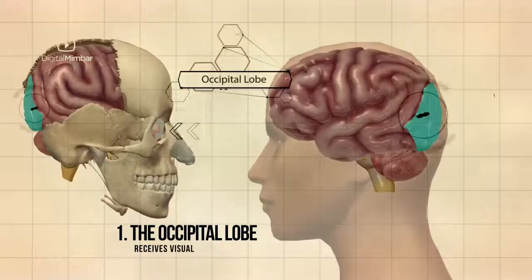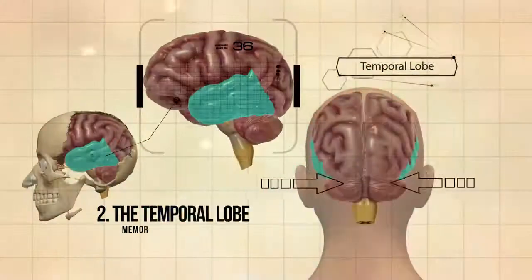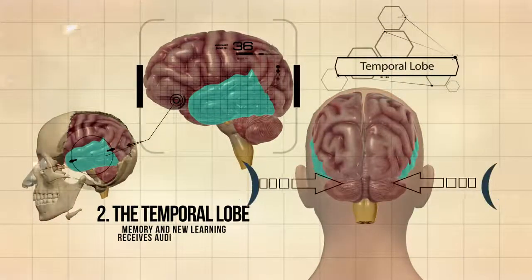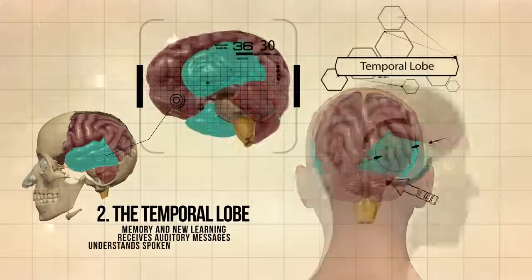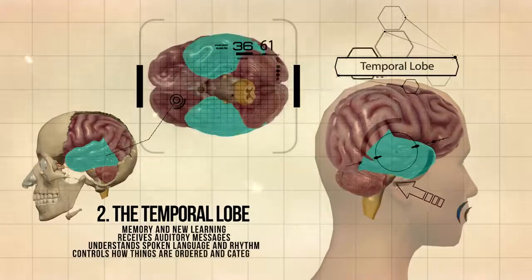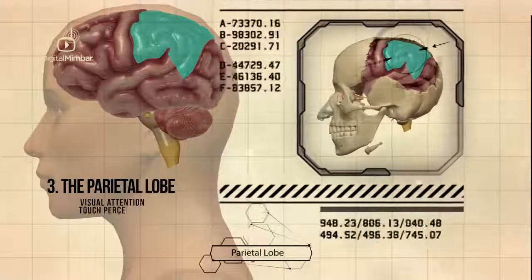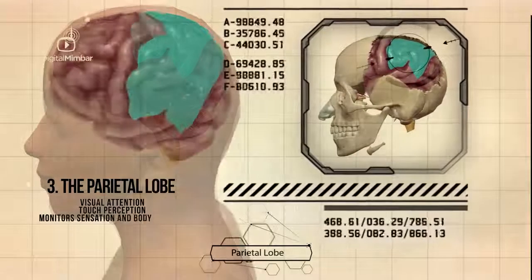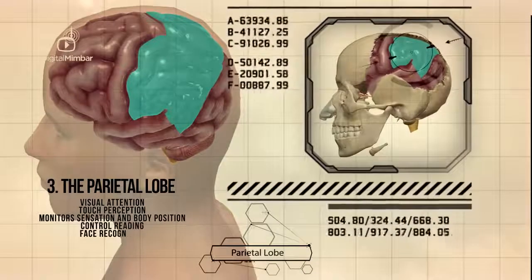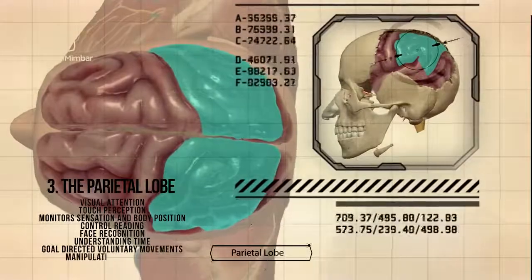The occipital lobe receives visual information and interprets colour, shape and distance. The temporal lobe is responsible for memory and new learning, receives auditory messages, understands spoken language and rhythm, and controls how things are ordered and categorized, as well as some visual perception. The parietal lobe is responsible for visual attention, touch perception, monitoring sensation and body position, reading, face recognition, understanding time, goal-directed voluntary movements and manipulation of objects.